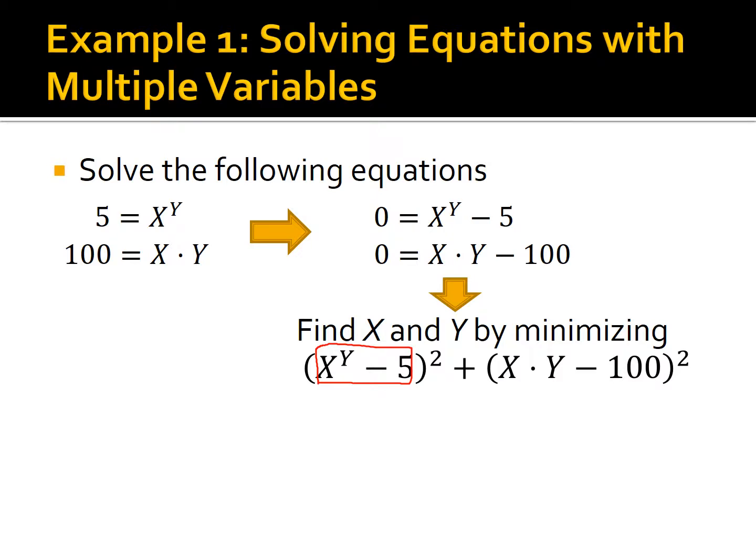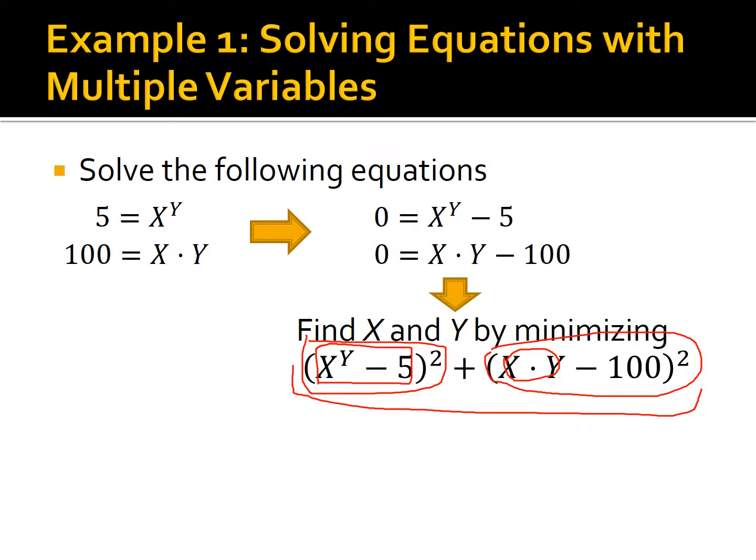So if x to the power of y is greater than 5, the square term over here will be greater than 0. Or if x to the power of y is less than 5, this square term is also greater than 0. So if x to the power of y equals 5, it will provide the minimum, as well as x times y subtracted by 100. If x times y is close to 100, this square term will be close to 0. So the objective is that we would like to minimize the sum of both terms over here.